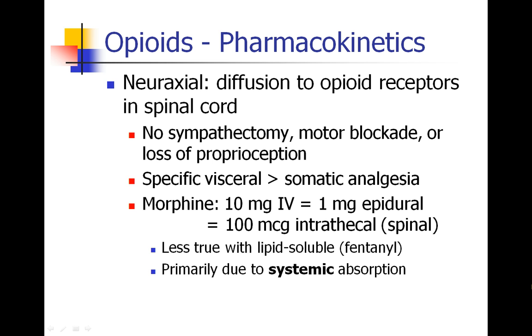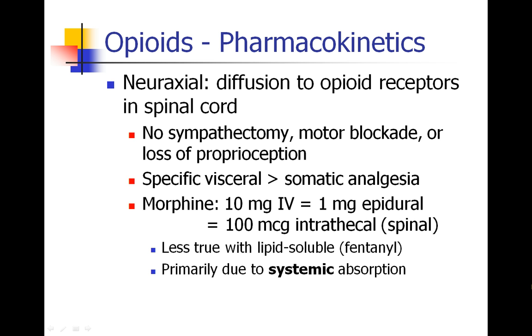The opioids are especially good for specific visceral pain rather than somatic analgesia. So they're not as good for like a sharp cut to your leg or a broken bone, although they'll help, but they're very good for the pain associated with organs or your digestive tract or something like that.